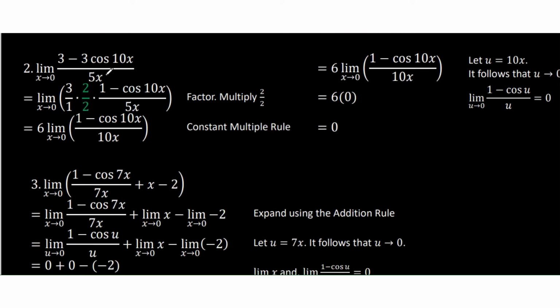Second example, limit of 3 minus 3 cosine 10x over 5x as x approaches 0. This is 10x, but this is only 5x. So we need to multiply 2 to the denominator, and multiply 2 over 2 in both numerator and denominator to have no effect at all. So we share 2 to 5x, so we have 10x. Now 2 times 3 is 6. So you now have 1 minus cosine 10x over 10x, where u is equal to 10x here.